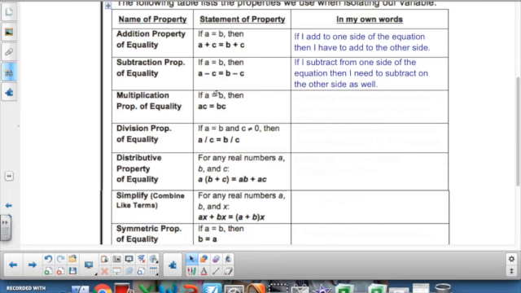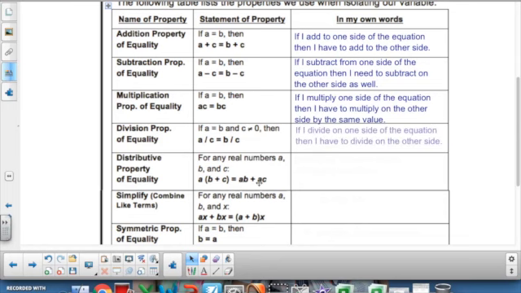Multiplication works the same way. If we multiply on one side, we have to multiply the other side by the same value. Division property is exactly the same, although there is this extra little complication where it says C cannot be equal to 0. That is because we are not allowed to divide by 0 in math. That will give you an error if you try to do it on your calculator. It's an undefined value. So if we divide on one side of the equation, then we divide on the other, but don't divide by 0.